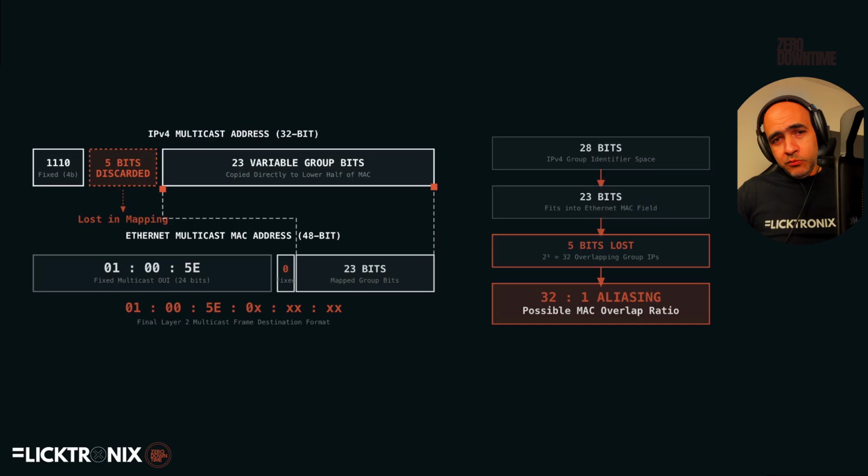But wait. We have a problem. 28 bits enter and 23 bits survive and 5 bits disappear, which means we got 32 different IPv4 multicast addresses that can map to the same multicast MAC address. This is not a bug or anything like that. It is a consequence of the multicast address mapping from IPv4 to MAC.